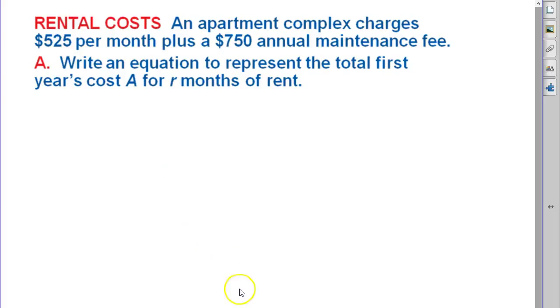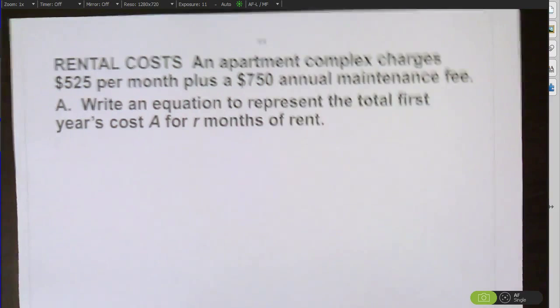Yep, here we go, rental costs. So an apartment complex charges $525 per month plus a $750 annual maintenance fee. Write an equation to represent the total first year's cost, A, for R months of rent. Okay, now, here's what we have to realize.